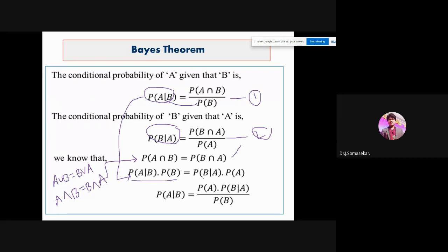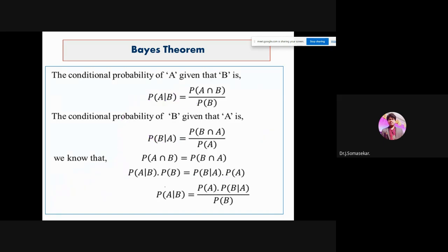In a similar fashion, from the second equation we can write P of B given A equal to P of B intersection A by P of A. Just cross multiply, we will get this. So finally, P of A given B equals this expression. This is called Bayes theorem.